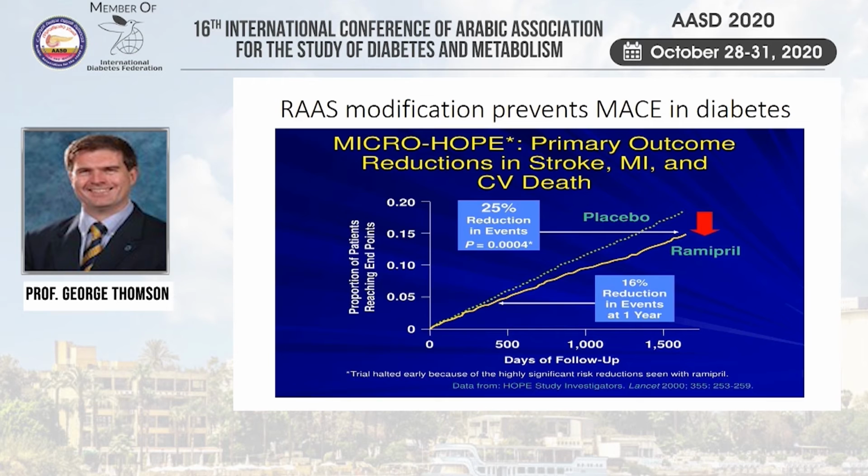One of the most often quoted studies is the MicroHope study, which investigated the impact of ramipril therapy, predominantly in the HOPE study, but there were sufficient numbers of patients with type 2 diabetes included in that study for the investigators to look specifically at the impact in those with diabetes. As you can see, the study was stopped early because of the significant reduction in so-called MACE events, that is stroke, myocardial infarction and cardiovascular death, witnessed in patients treated with ramipril compared with placebo if they had diabetes.